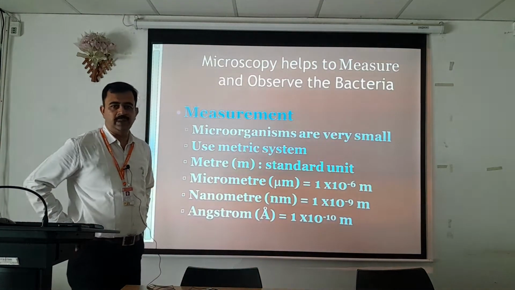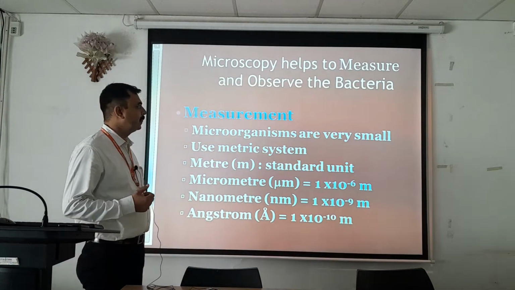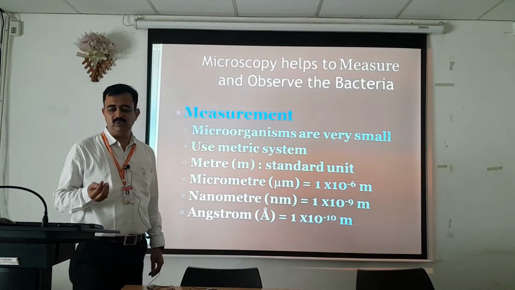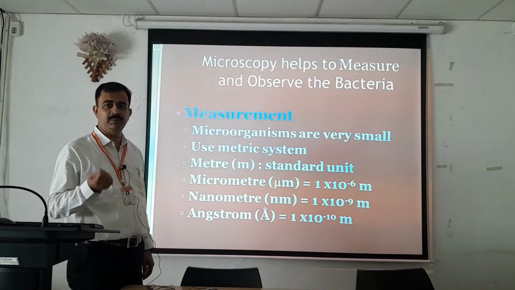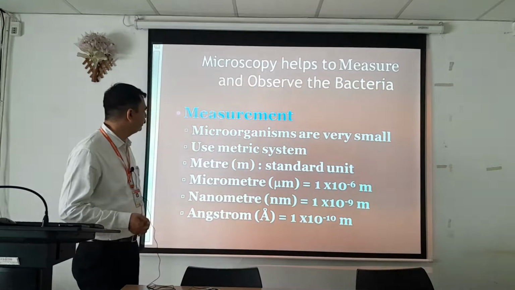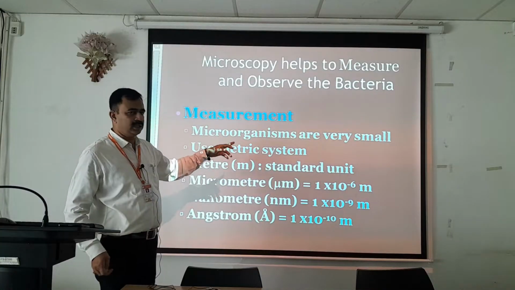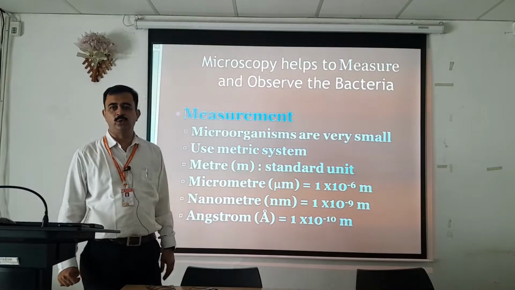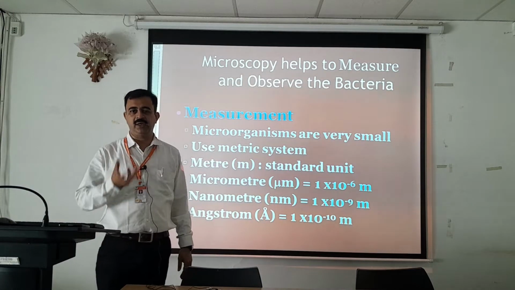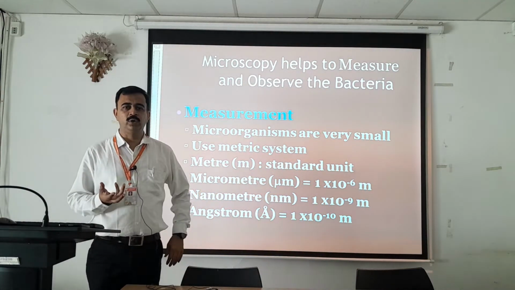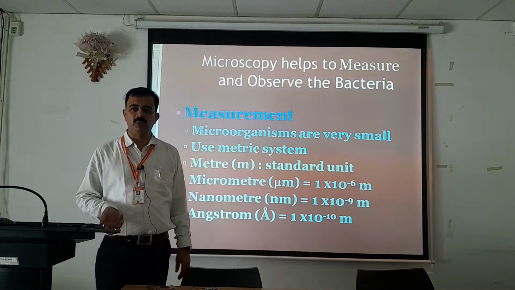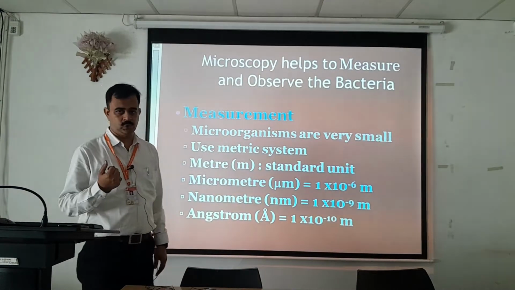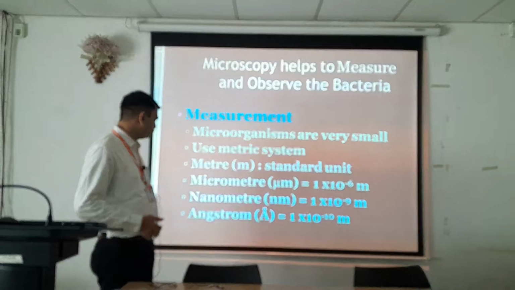Now before we go to gram staining, let us understand the measurements, why the organisms that we see are so small, and how they are being measured. Microorganisms are very small. In my previous lecture I told you that microorganisms cannot be seen with the naked eye, and therefore we need an instrument to see them, that is nothing but a microscope.